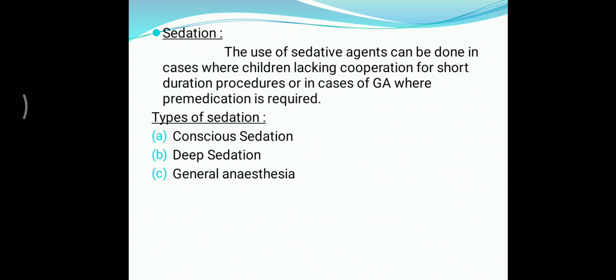Sedation. The use of sedative agents can be done in cases where children lacking cooperation for short duration procedures or in cases of general anesthesia where premedication is required. Now let's see about the types of sedations. There are three types of sedation, that is conscious sedation, deep sedation, general anesthesia.